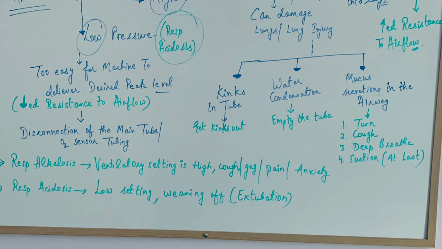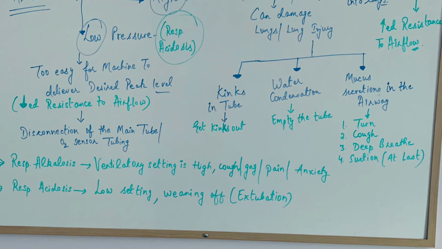Now let's move on to low pressure alarms. Low pressure alarms are the opposite of high pressure alarms. It means it's too easy for the machine to deliver the desired peak level of oxygen to the patient's lungs. So there is decreased resistance to airflow. Why decreased resistance? It means there is some disconnection in the tubing. Either the main tube is disconnected or the oxygen sensor tube is disconnected, so you have to reconnect it. This is the only reason behind low pressure alarms.